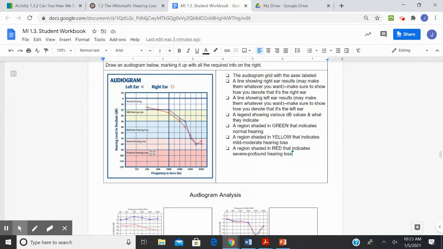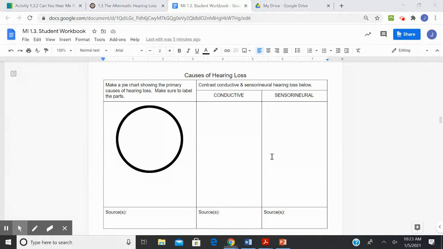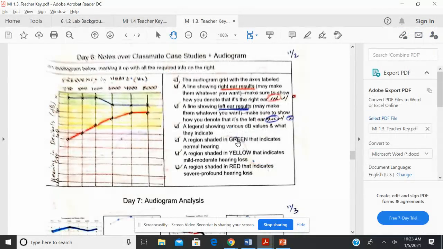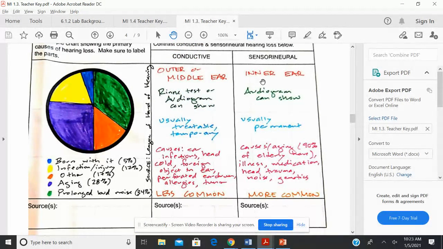Someone in the moderate range and up may be a candidate for hearing aids. Profound typically means there's really severe sensory neural damage. This is usually when there's that sensory neural hearing loss, which you went over on this page. Let me show you a comparison from the key for that, conductive and sensory neural. Sensory neural is inner ear. The audiogram usually shows that, and it's usually permanent. Aging is the big deal with that, right?